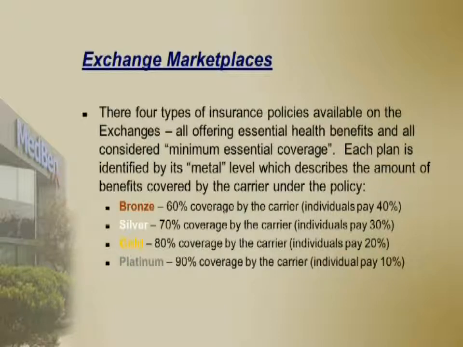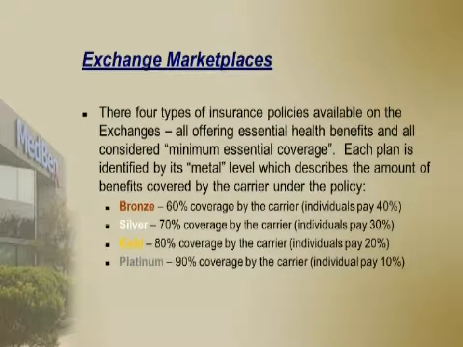We talked a minute ago about the types of policies that you can find on the exchange, and again, those are the 4 metal levels. They go by bronze, silver, gold, and platinum, and each is defined by the amount of coverage or the amount of payments that the carrier will make on benefits under the plan. So a bronze level is the lowest cost option, the lowest amount of benefits offered on the exchange, and that's a plan where the carrier covers 60% of the costs of the coverage under the plan, and then by default the individual picks up 40%.